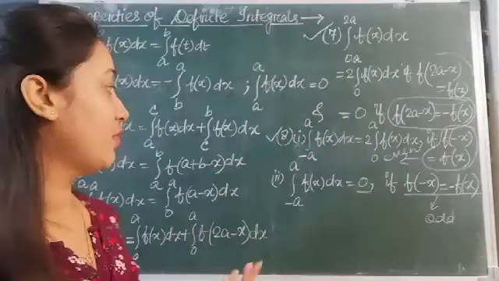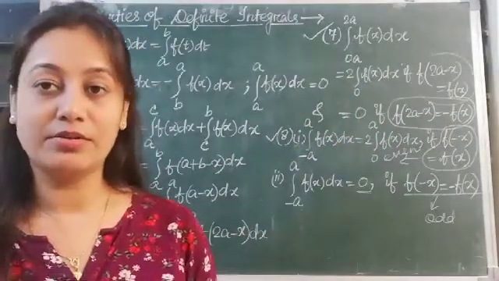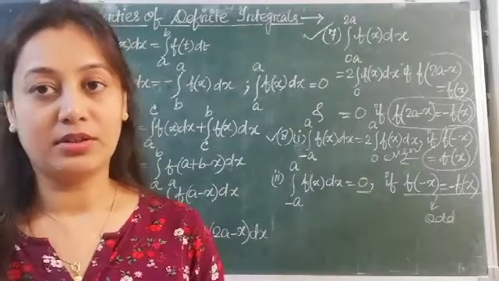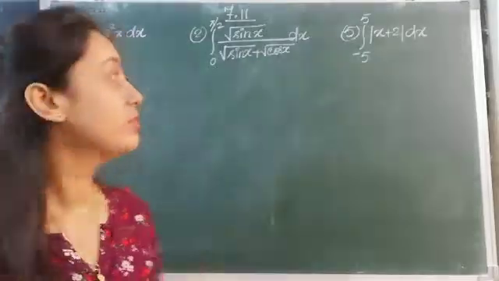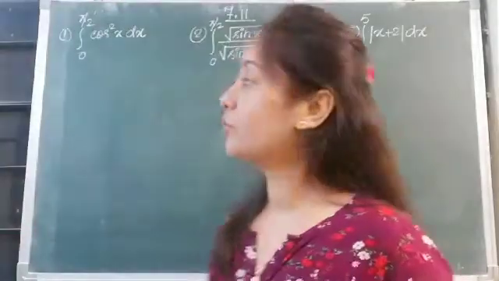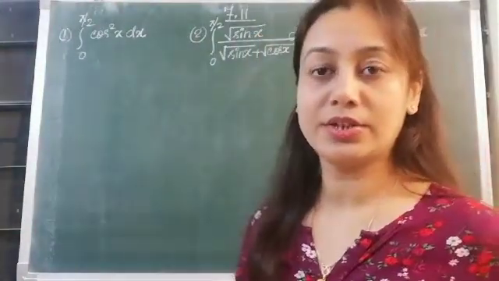Okay students, so these were the properties you have to keep in mind. Try to memorize them. Next we will start the exercise. The first question is the integration from 0 to pi by 2 of cos square x dx.